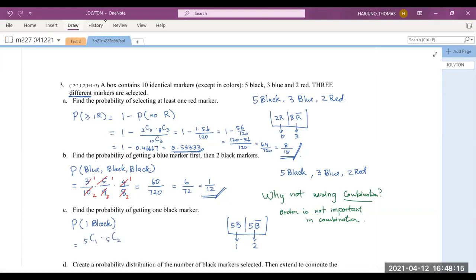The 5 choose 1 comes from here. And the 5 choose 2 comes from the 5 not black, you choose 2 of them. Divided by the total number of ways to select 3 markers, that's 10 choose 3. 5 choose 1 is 5, 5 choose 2 is 10, 10 choose 3 is 120. That's 50/120. That's 5/12.